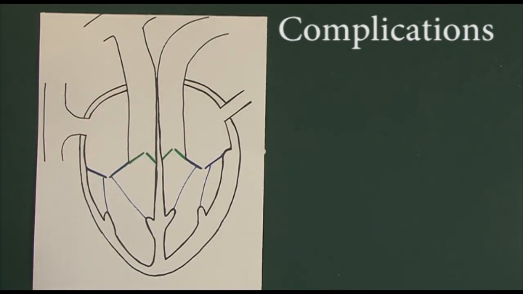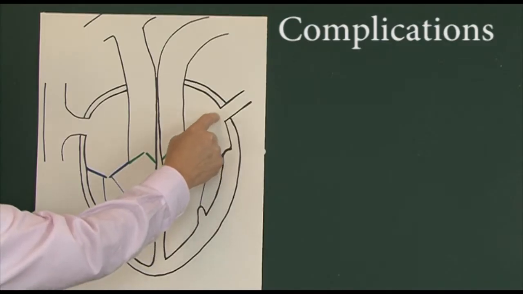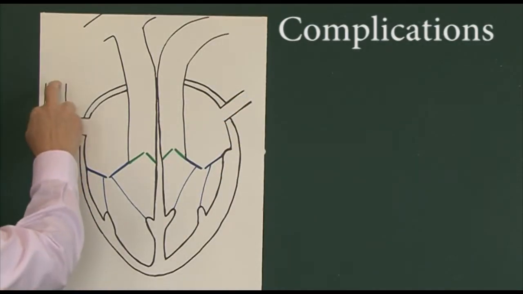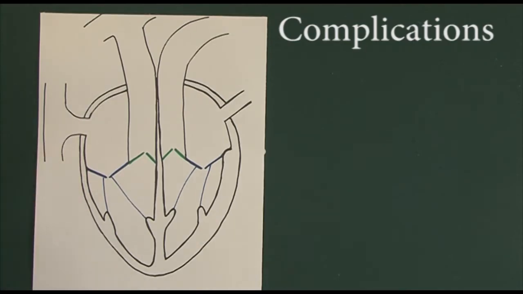In life, of course, there are 4 pulmonary veins carrying blood into the left side of the heart, and we have the superior and inferior vena cava. So that's the basic diagram we want to use.